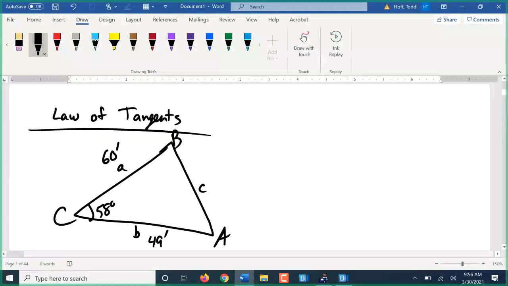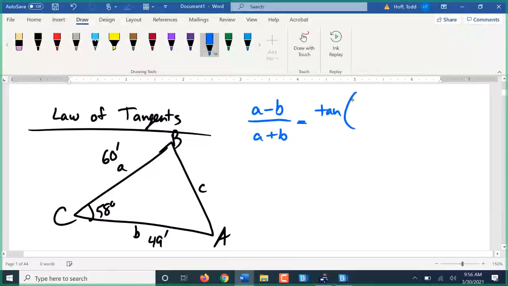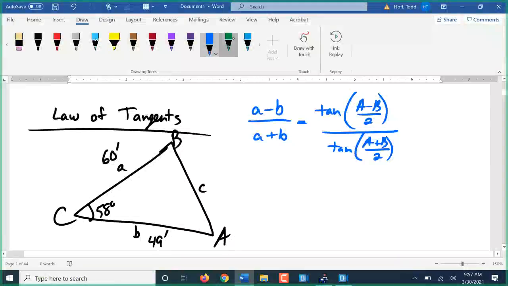I know, not drawn to scale. The law of tangents says that the ratio of A minus B to A plus B is equal to the ratio of the tangents of A minus B over 2 to the tangent of A plus B over 2. Now, this form is not horribly useful, but we can adjust it a little bit to get this form.